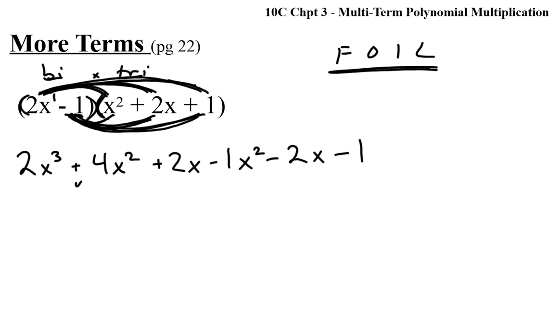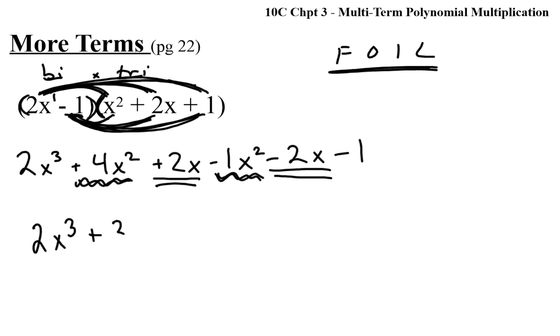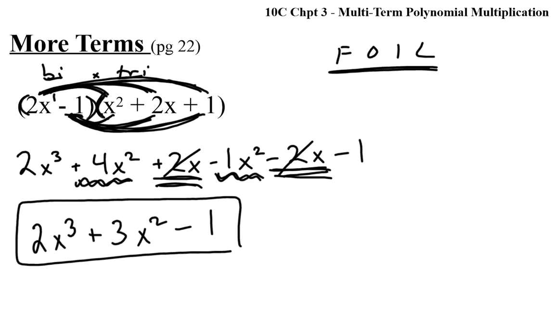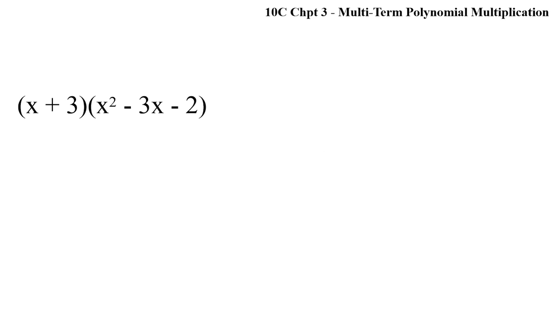Combine your like terms. 4x squared, -1x squared. 2x, -2x. Leaves us with 2x cubed. 4x squared and a -1x squared is 3x squared. 2x and -2x, well, those cancel out, and a -1. So we still end up with a trinomial in this particular case. Same process, just more steps. Give this one a try: x plus 3 times x squared minus 3x minus 2. Give it a whirl, stop it, and then we'll try it together.